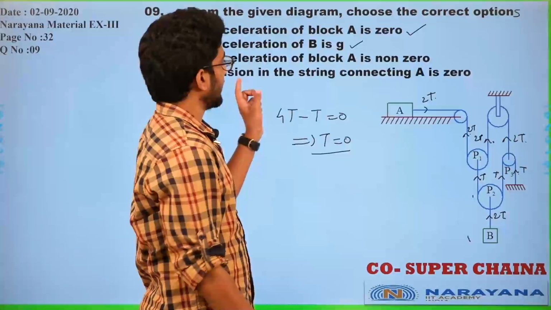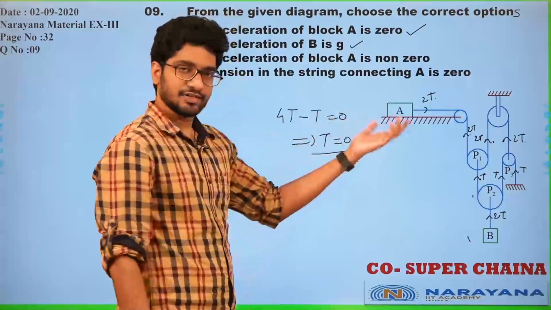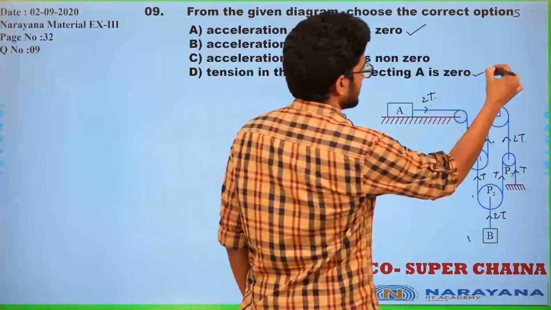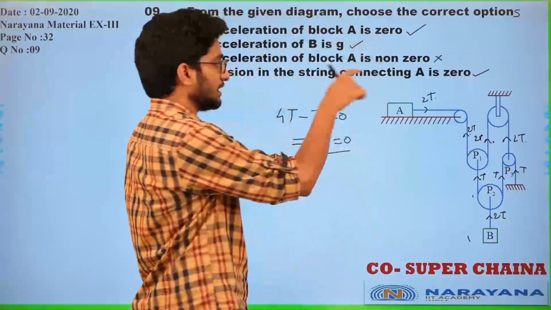Okay. And the acceleration of block A is non-zero? No, the acceleration of block A is clearly 0. The tension in the string connecting A is 0. Correct. Tension is also 0. So only this is the wrong option and all the other 3 are correct.